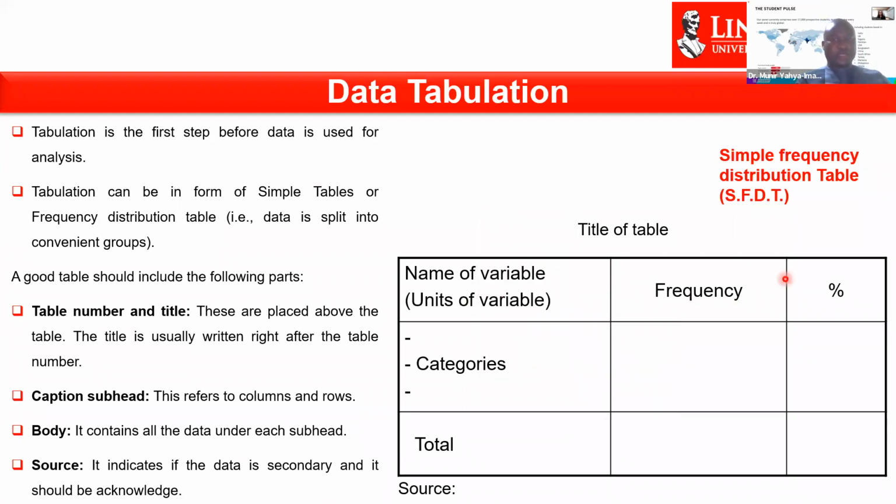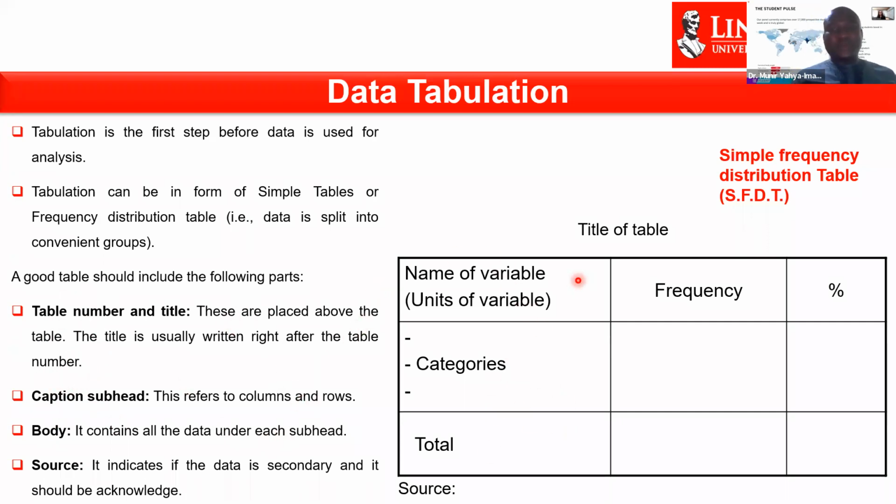Okay, these columns and rows, whatever you have here. Then you can have the body, which contains all the data under each subhead. Then you have the source, which indicates where the data came from, if the data is secondary and should be acknowledged, so you have it somewhere here. This is how you are going to put any statistical table in your write-up or your thesis; all these parts have to be here.